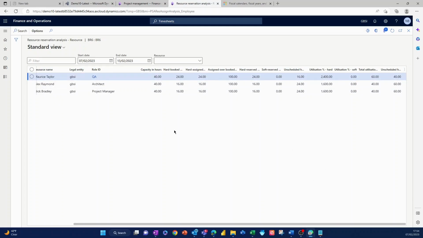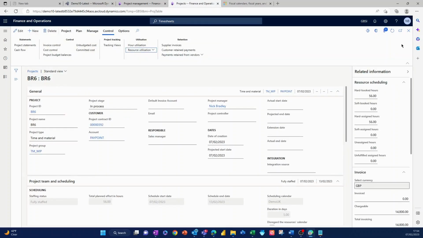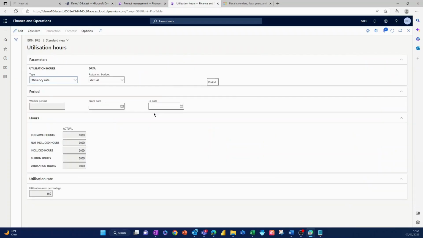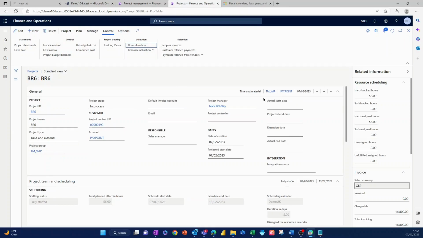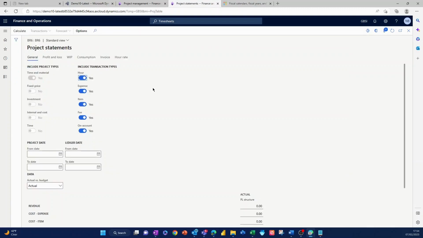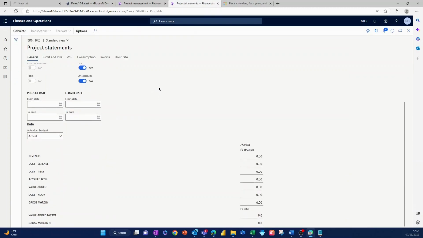So we have these statistics available here, and we can change the date, and we can filter on specific resources if we want to. We can also look at hour utilization and just calculate our overall hour utilization on this project from here. And we also have project statements. So project statements are used often to compare against our forecast if we want to.